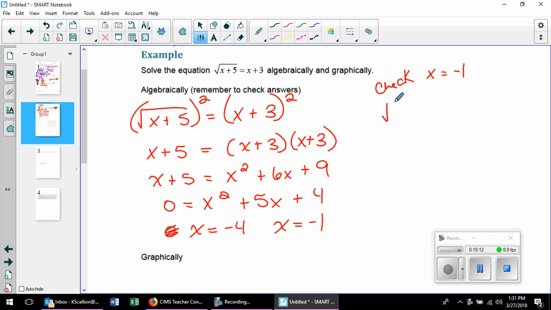So again, I'm going to put it into the original equation. That is a good answer. And now we're going to check the next one.